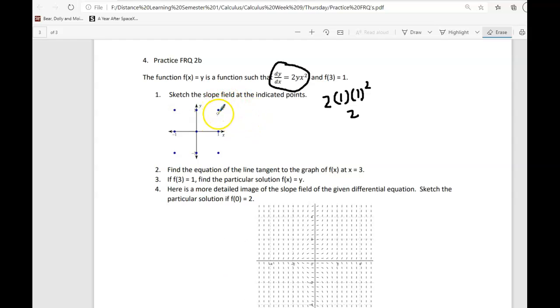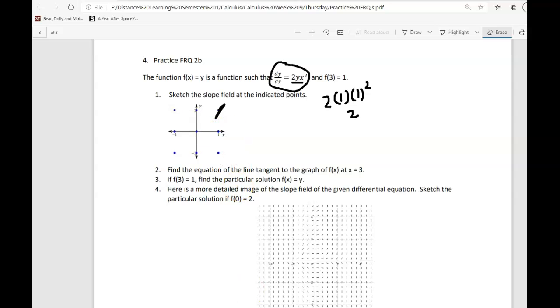Now, a slope of 2 is going to be maybe something like that. So long as it's positive, you're good. Let's go ahead and do the next one here. Now, in this case, the x equals 0 and the y is 1. Now, if you plug in 1 for x and 0 for y, you're just going to get 0.